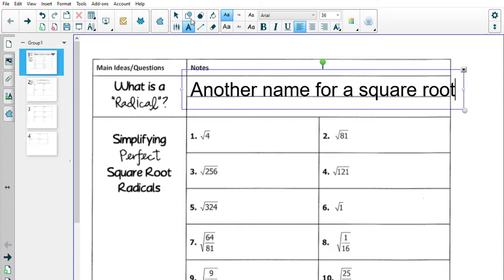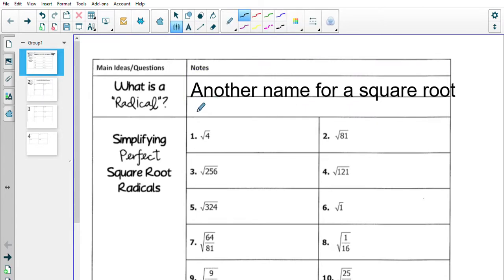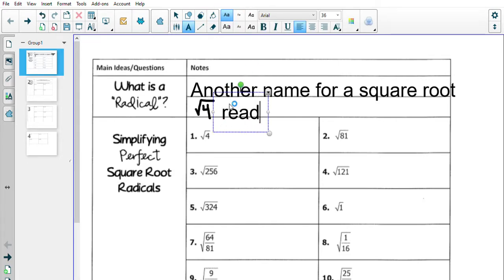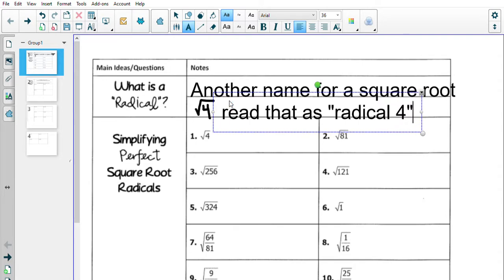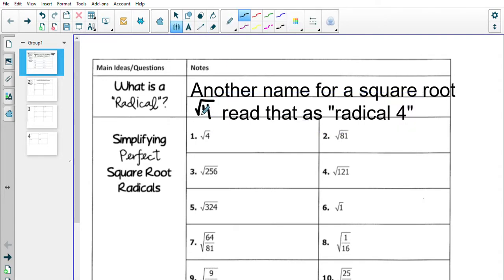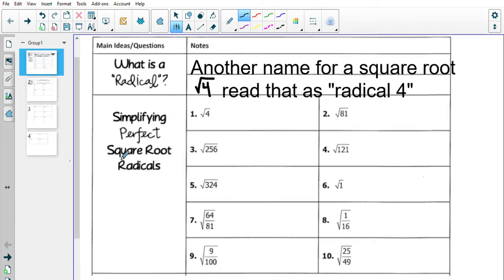It's our square roots. We can talk about it in another way when we have, say, the square root of 4. We are going to read that as radical 4, or as root 4. So you're going to hear it in a couple of different ways. Now, what it comes down to is our perfect square roots.